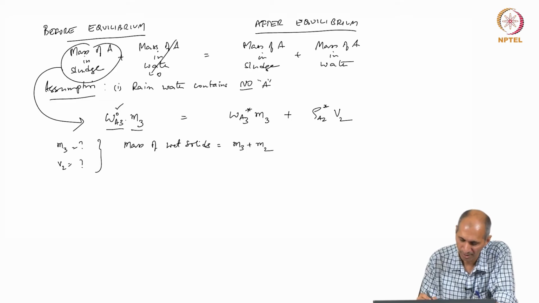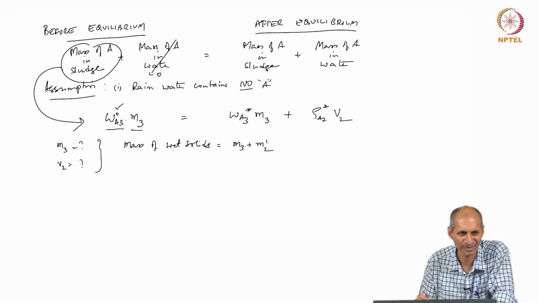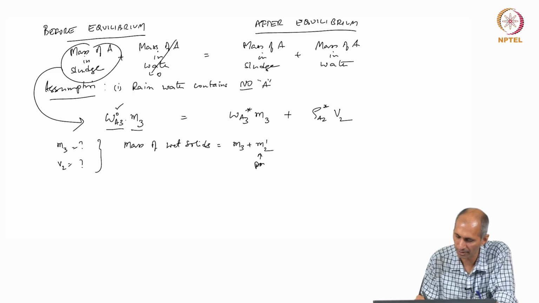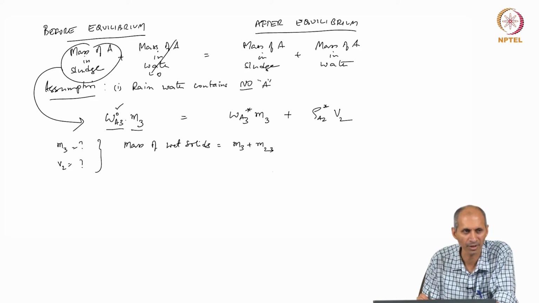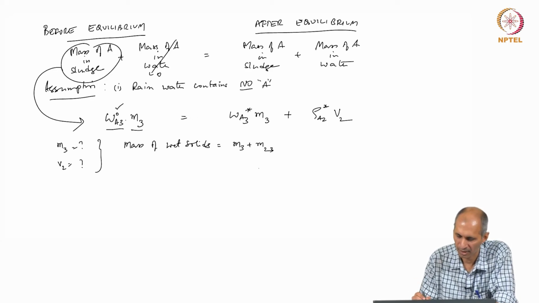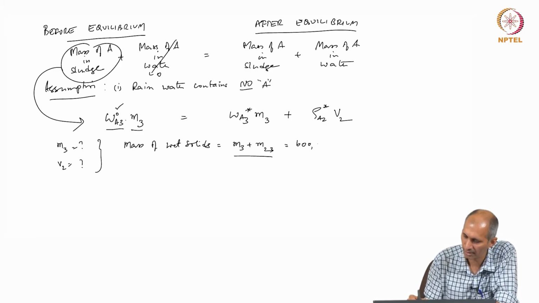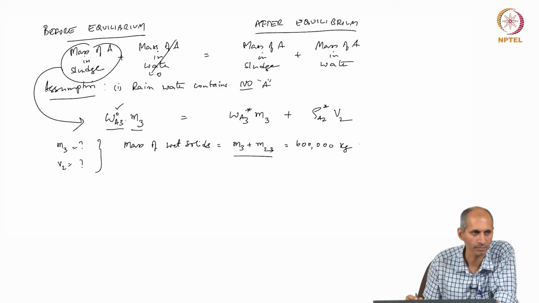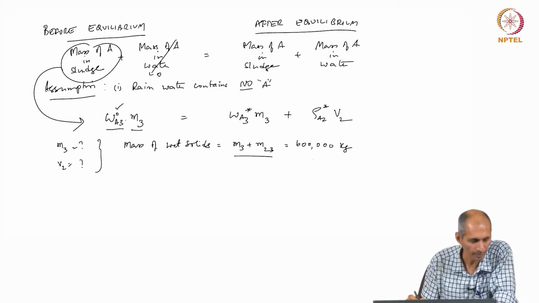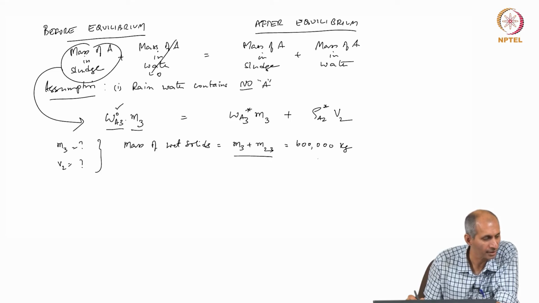Now, this particular M2 we will call M2 dash, because this M2 is the pore water. In other words, we can write it as M2 of 3, because it is the water mass associated with the solid. What is given is the mass of the wet solid, 600,000 kilograms.